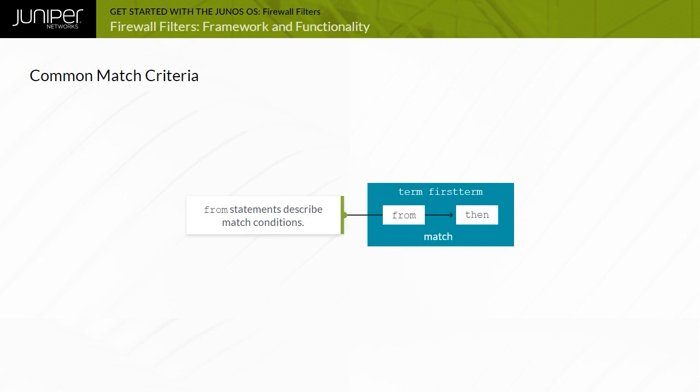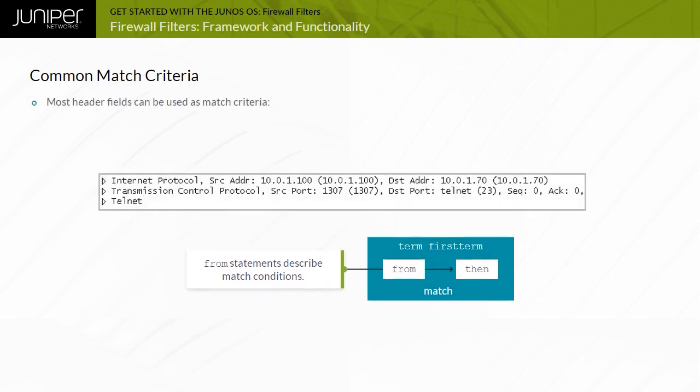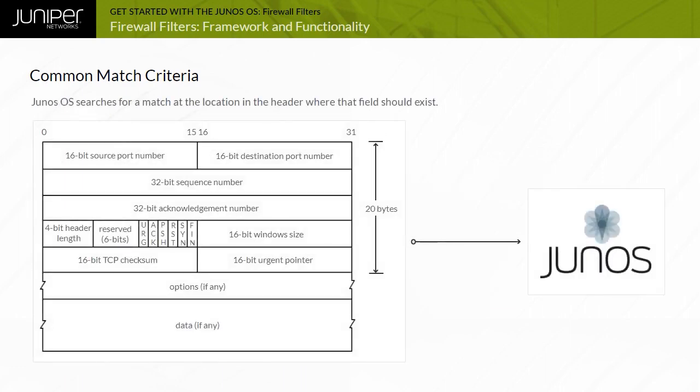You can specify the criteria to use for matching packets in from clauses within firewall filter terms. You can use many header fields as match criteria. However, remember that all header fields may not be available to you because of the way firewall filters are processed. When you specify a header field, Junos OS searches for a match at the location in the header where that field should exist. However, it does not verify to ensure that the header field makes sense in the given context.